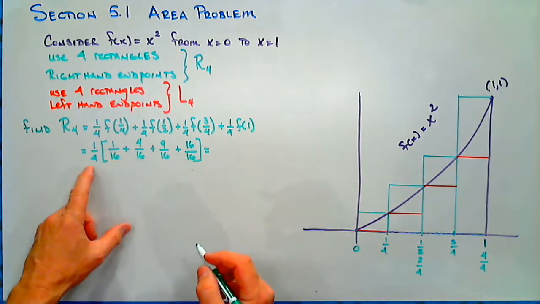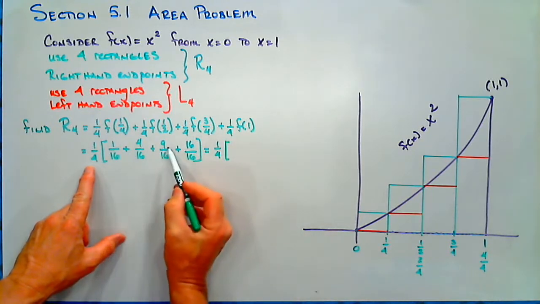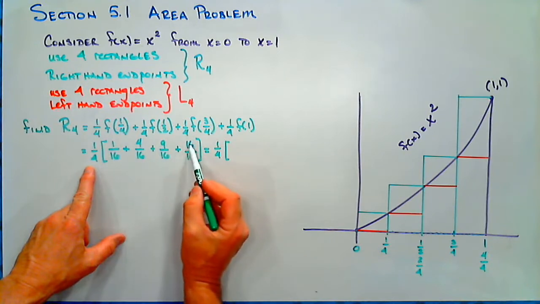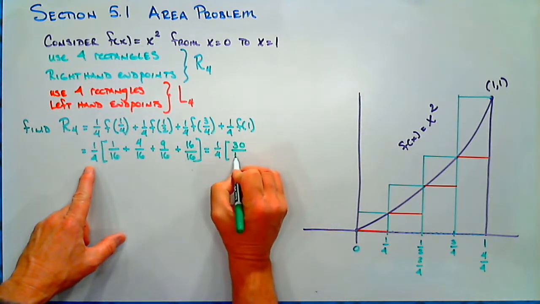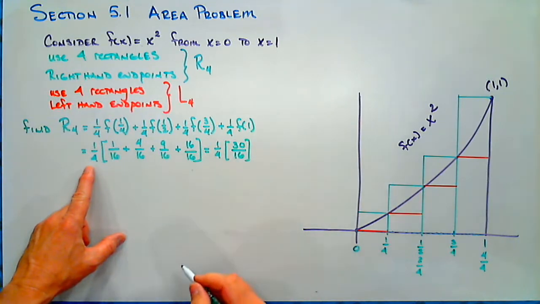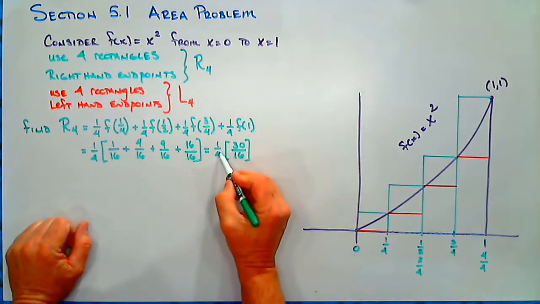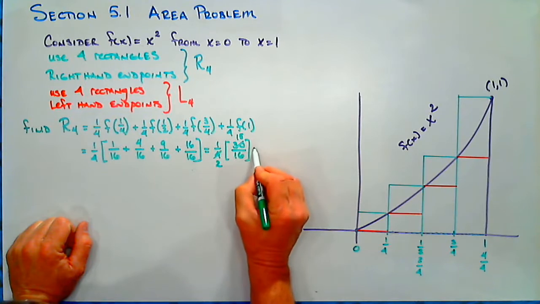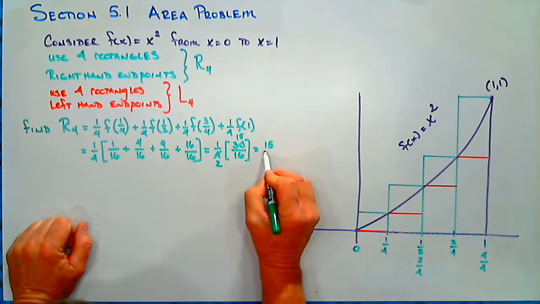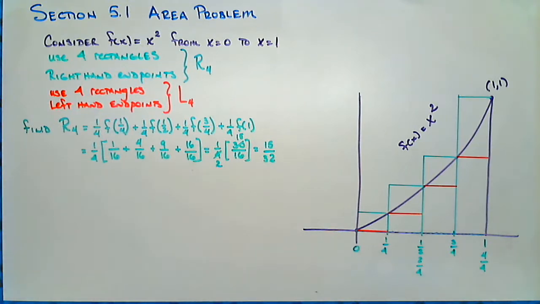So what do we have? We have 1/4 times, and we have 9 plus 1 is 10, 4 plus 16 is 20, and we have 30 divided by 16, don't we? And now can we simplify that? I think we can. We can divide 2 into here and 2 into here. That gives us 15, and that gives us a 2. And we end up with 15 over 32 as our right-hand estimate with 4 subintervals.